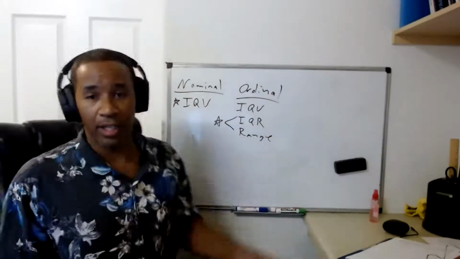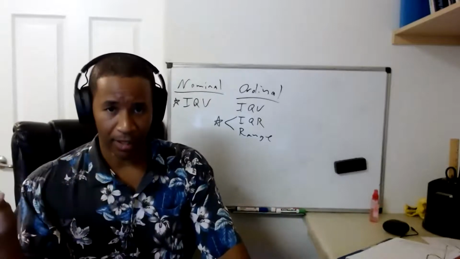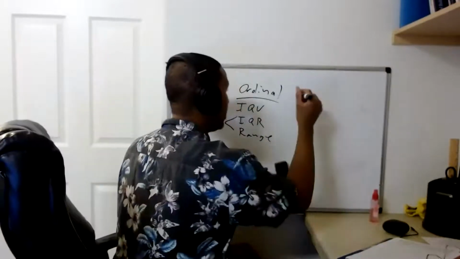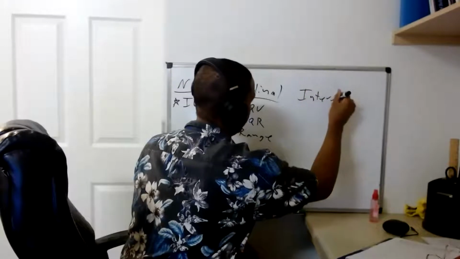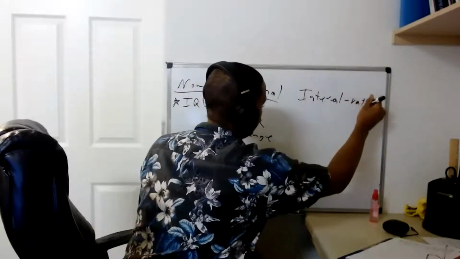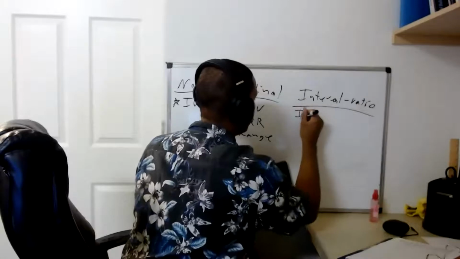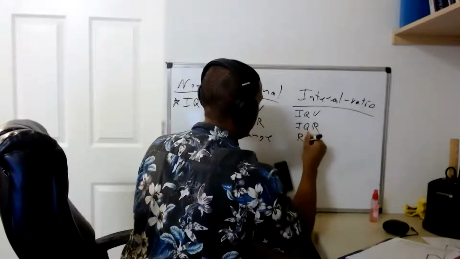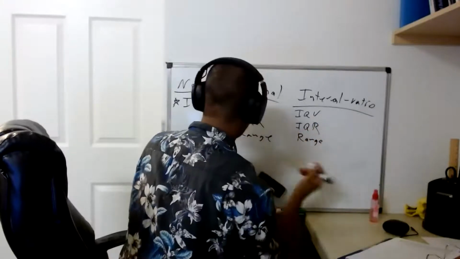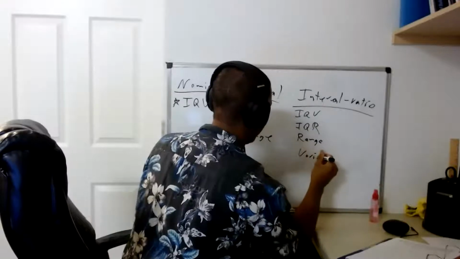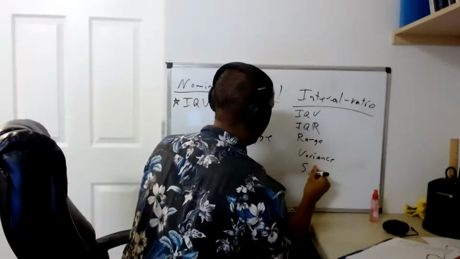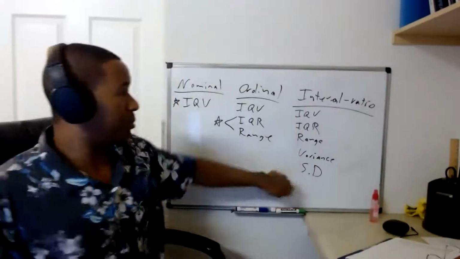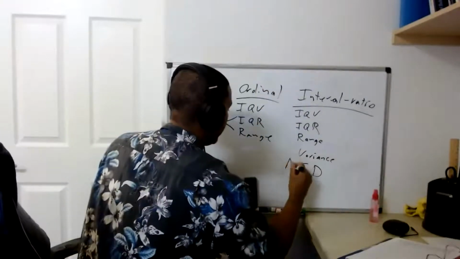So the best one if you have ordinal level data is either IQR or range. You would use IQR if you have extreme outliers in the distribution. Now, if you have interval ratio level data, you can calculate all of them. So you calculate IQV, IQR, range, variance, and standard deviation. But the best one, if you have interval ratio level data, is standard deviation.